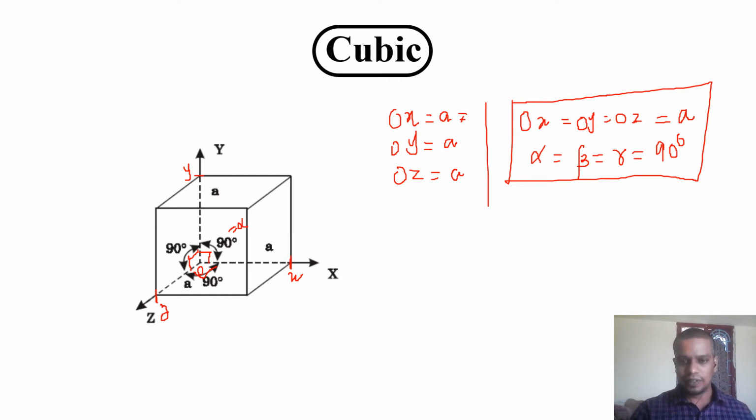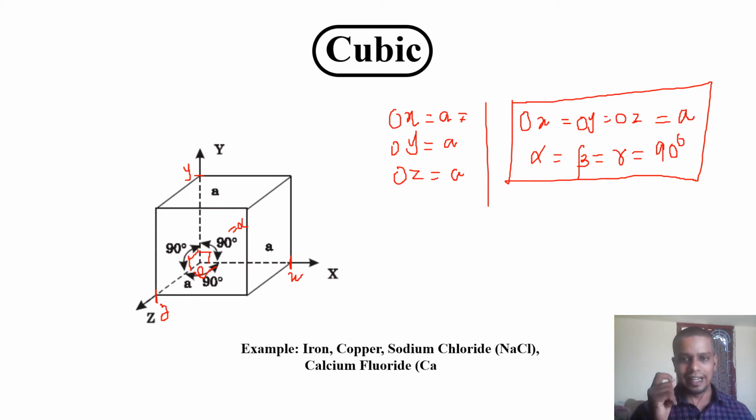Examples for the cubical crystal system: iron, copper, sodium chloride, NaCl, and calcium fluoride form the cubical crystal system. If you look inside iron-based material, it will form the cubical crystal system. Even copper, we have copper wires. If you cut it and probe inside at the atomic level, you can see that cubical system. Even sodium chloride, calcium fluoride. So these are the best examples for the cubical crystal system.